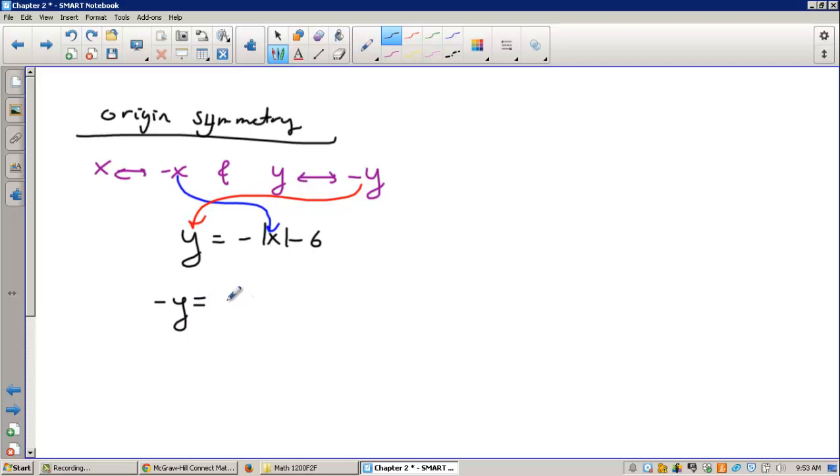Negative y equals negative absolute x minus 6, right? Agree? Look, I just made each letter, this and that, into negatives. Now work this out. What is the original? Maybe keep the original here. This is your objective. Try to get back to this thing. Can you make this like that?